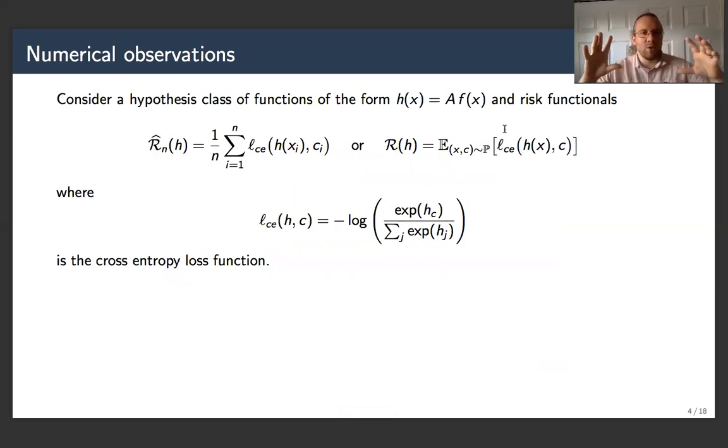Now, the setting that we will consider is classification with cross-entropy loss. So we've got empirical risk or population risk, which looks like this. And the loss function is cross-entropy. The hypothesis class in which we're going to work is a proxy for deep neural networks. Namely, we're looking at functions which can be decomposed as a general map, f of x, and a linear map. So this would be the output in the penultimate layer, and this would be the final layer after the linear map A.